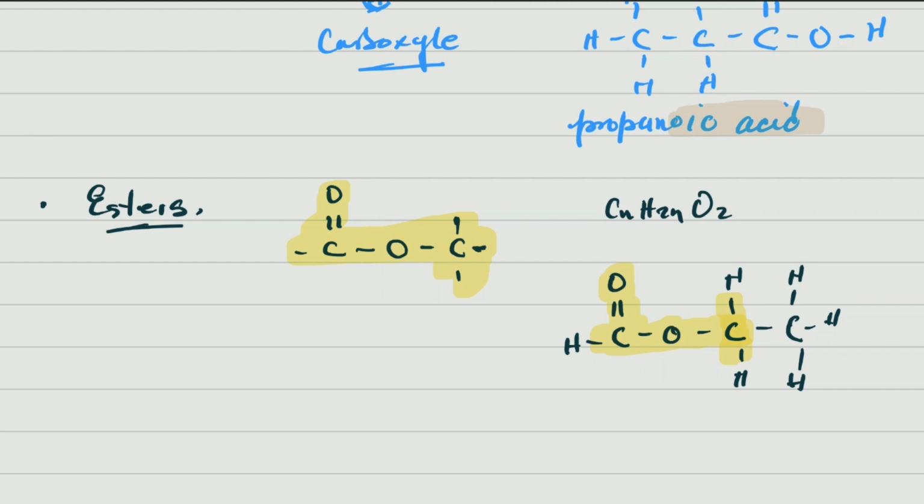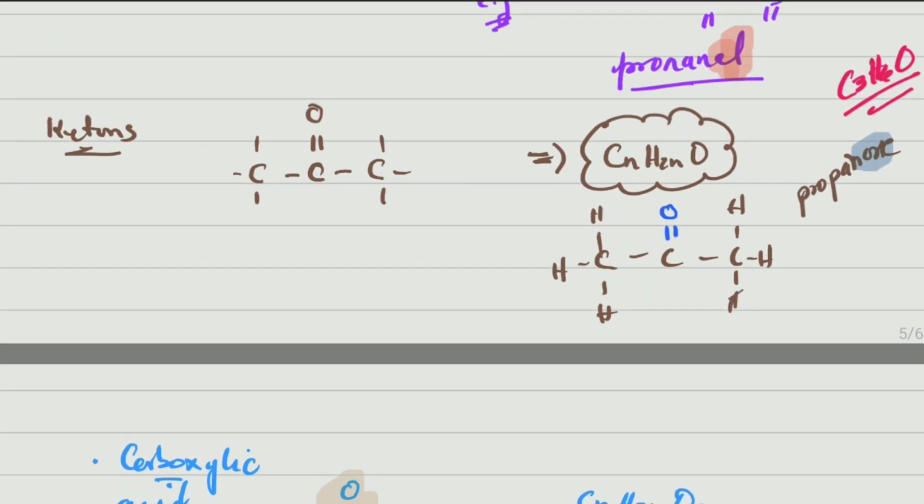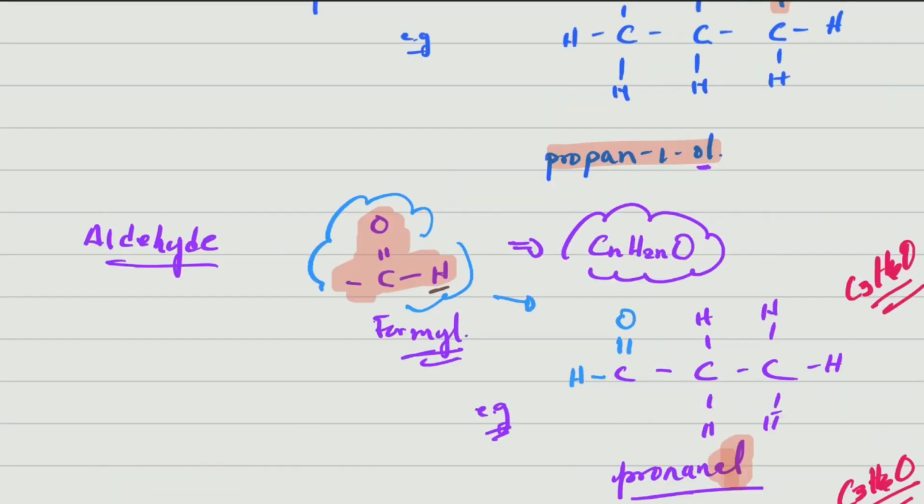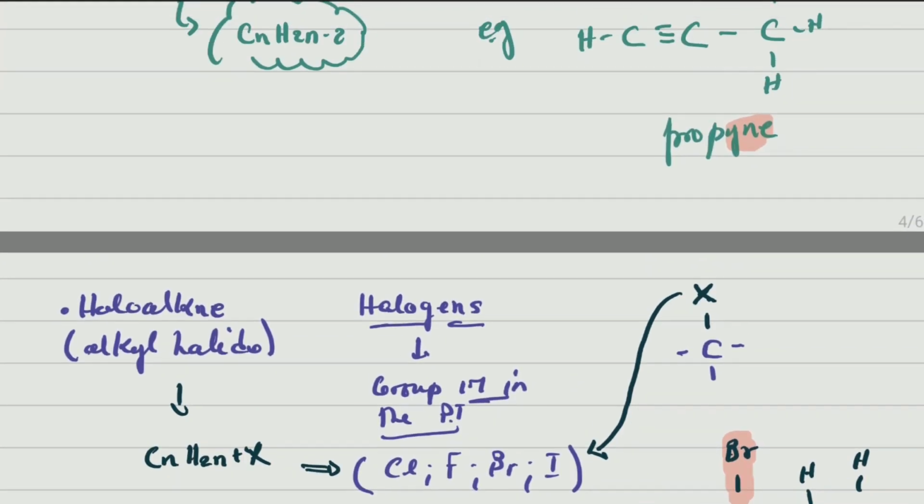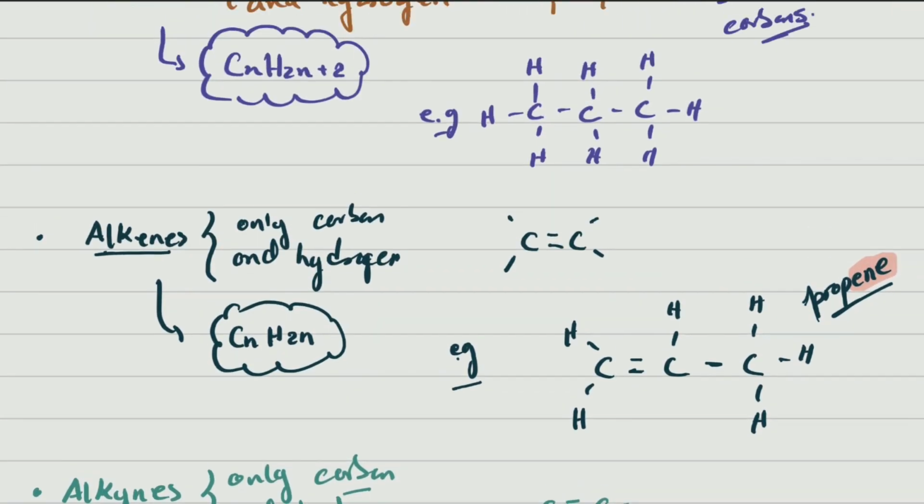Now, the name for this one is going to be ethyl methanoate. Later on we're going to learn about that, but the name will finish in -oate. Later on we'll see naming. Okay guys, so this is all the homologous series we did. This is all the functional groups, how to identify them.